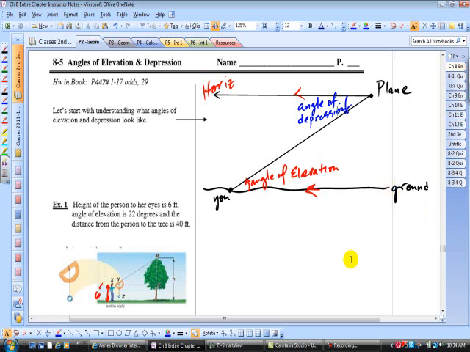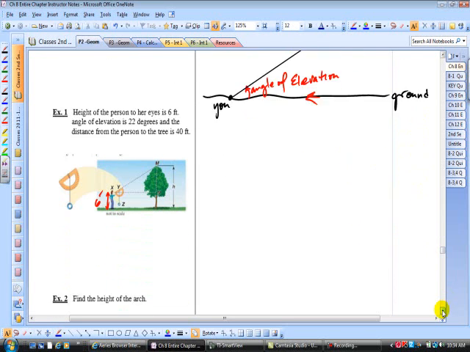All right, now knowing that, let's go ahead and solve some real life problems. So in example number 1, the height of the person to her eyes is about 6 feet. Oh, it's already labeled there. Go ahead and label that.